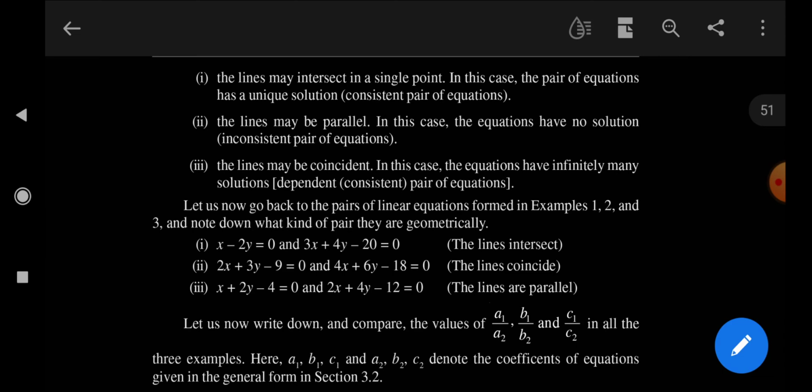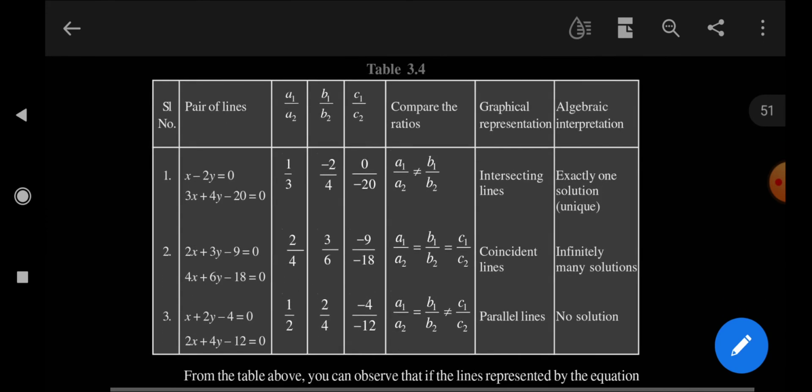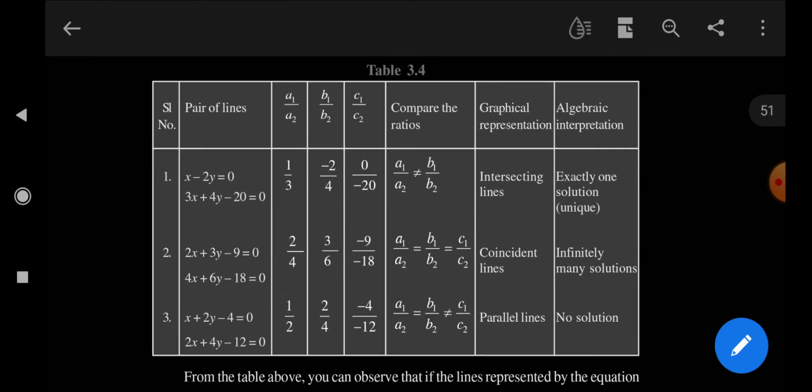Let us now write down and compare the values of a1 upon a2, b1 upon b2 and c1 upon c2. In all the three examples here, a1, b1, c1 and a2, b2, c2 denote the coefficients of equations given in the general form of section 3.2. You can see the table with serial number, pair of lines, a1 upon a2, b1 upon b2, c1 upon c2, and the comparison of the ratios on your screen.